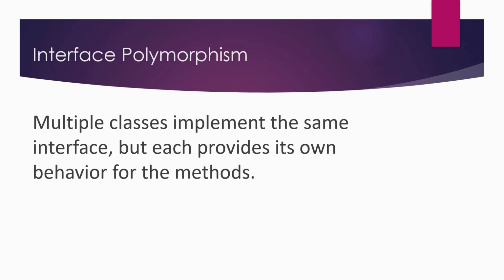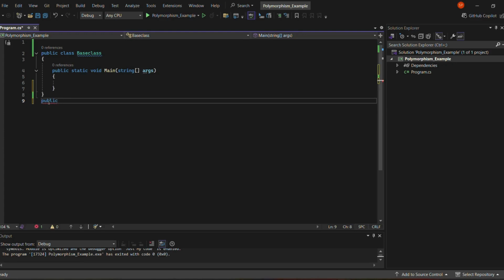Now we move to interface polymorphism. Multiple classes implement the same interface, but each provides its own behavior for the methods. Let's see it in an example. Let's create an interface named IVehicle.